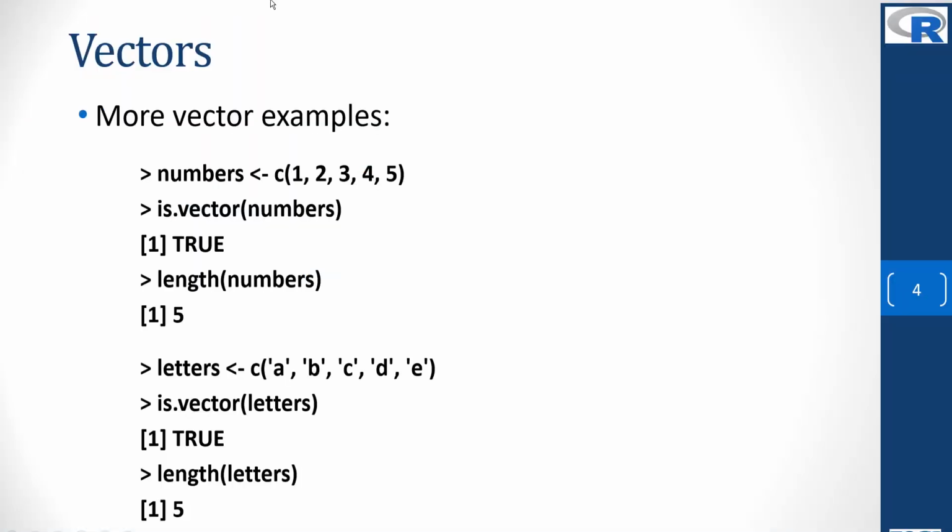Now let's look at some more vector examples. We can do simple numbers. For instance, the sequence 1 through 5. Notice we're using the C function here. We can do letters or character data. Notice that we're using single quotes to enclose each of the characters in this. The length for each of these vectors is 5.